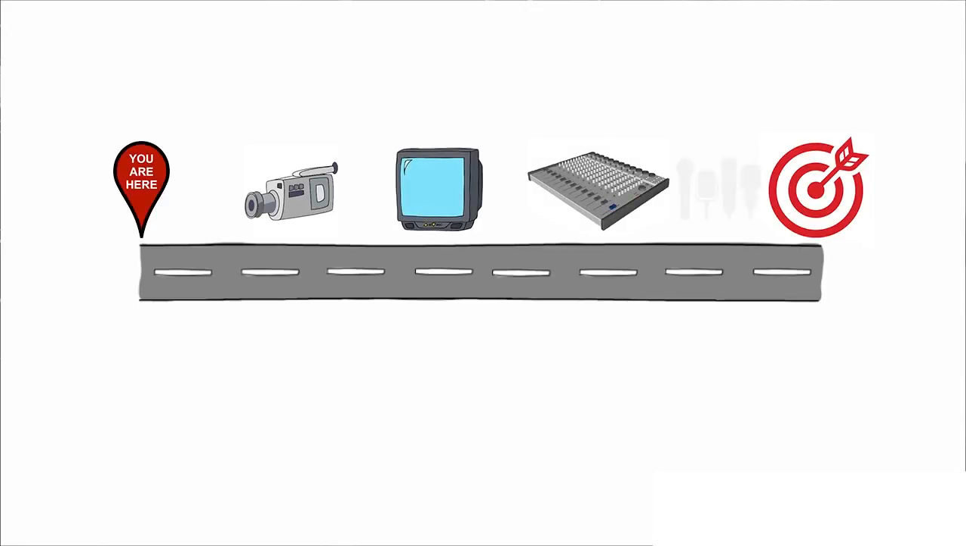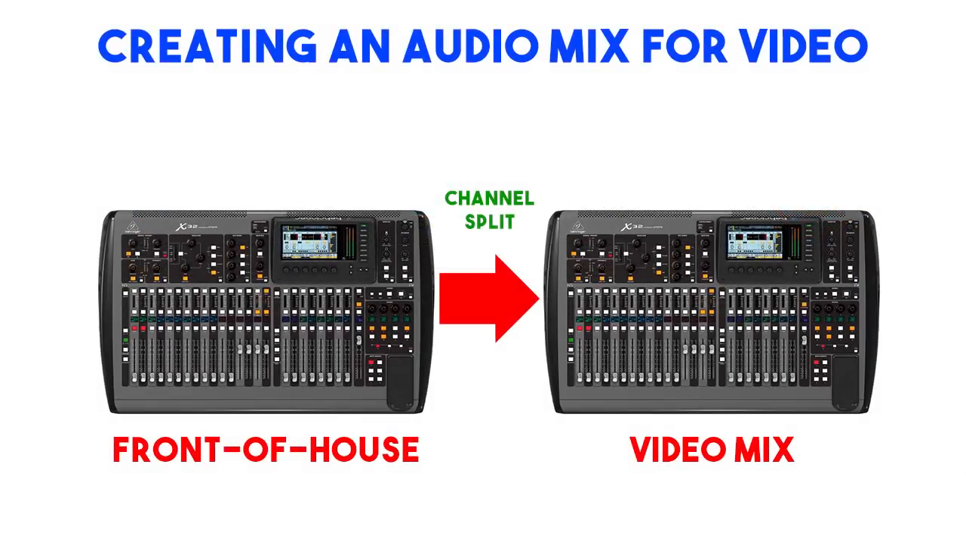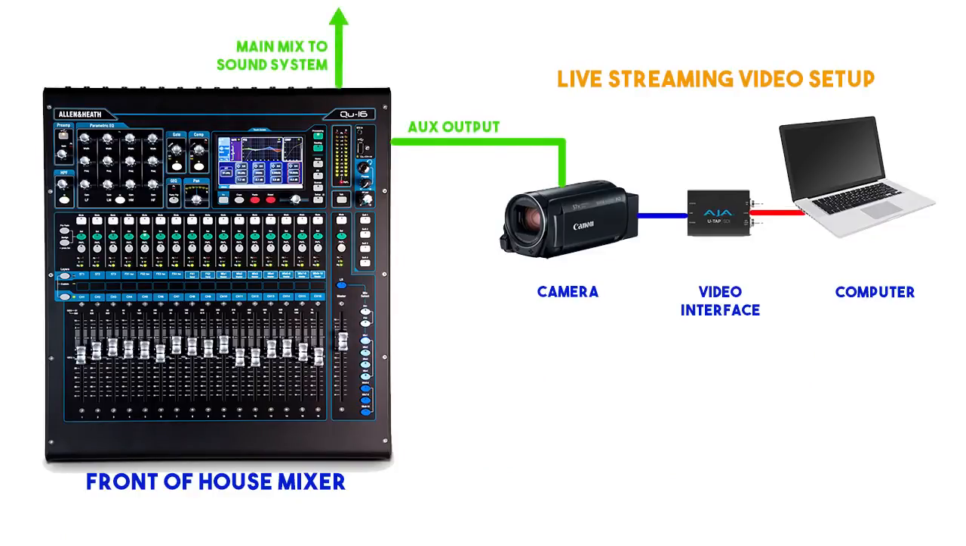I think you're going to get the best sound on your video having all your audio channels separated out to a second dedicated mixer for video. I realize though that not everyone is going to be able to start there. So for a lot of people, using an aux output from your front of house mixer is probably going to be the best option for the first stop on your roadmap.